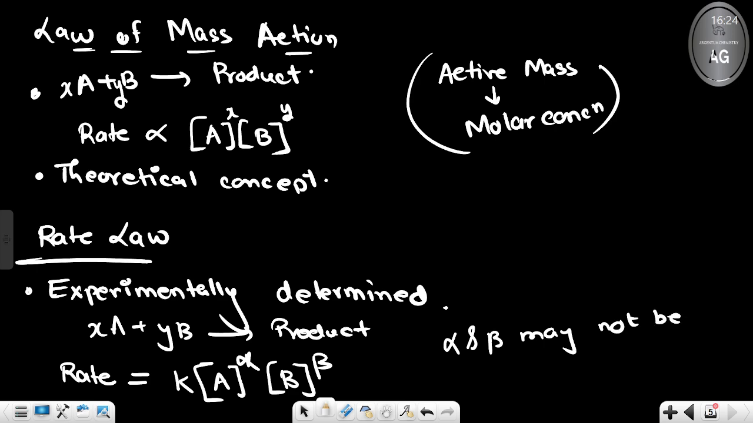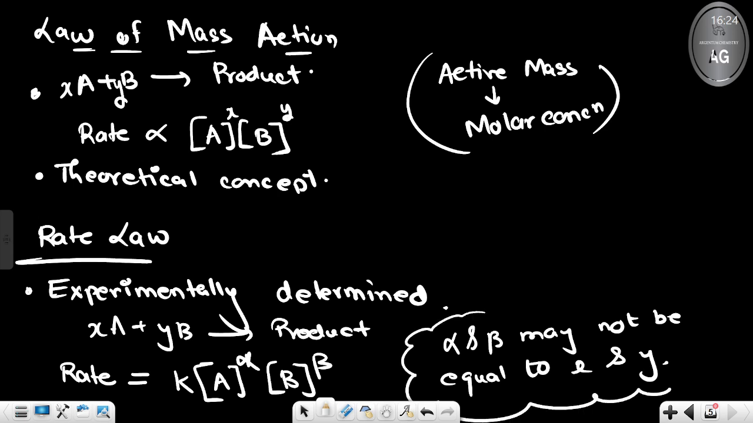So please mention: alpha and beta may not be equal to x and y. Clear? Alpha and beta may not be equal to x and y. There is no compulsion that it has to be equal. It can be different because it is an experimentally determined value. Understood? Clear?